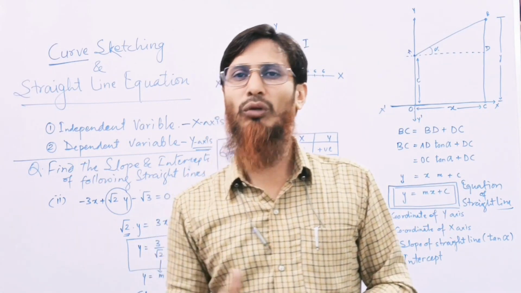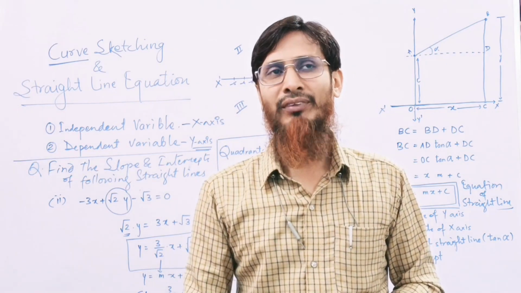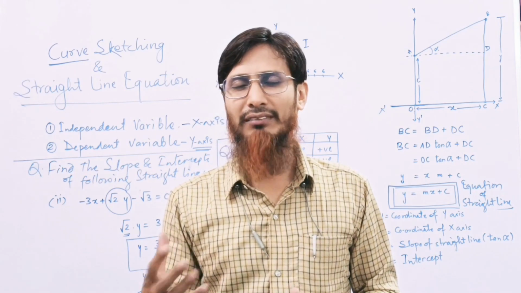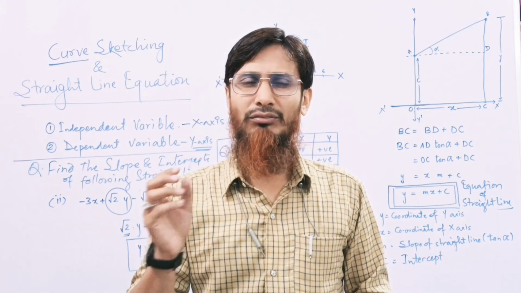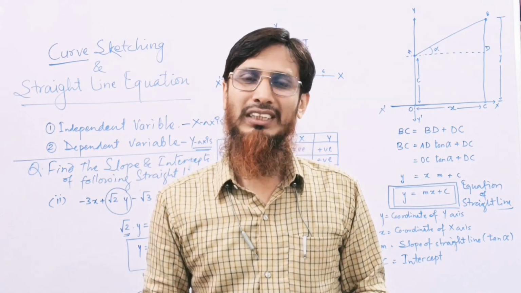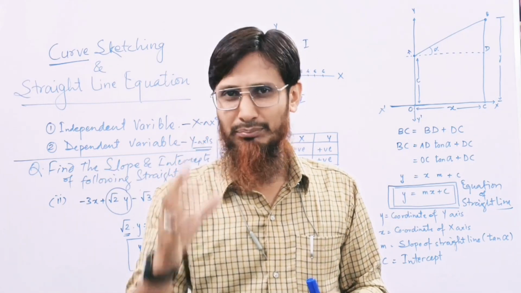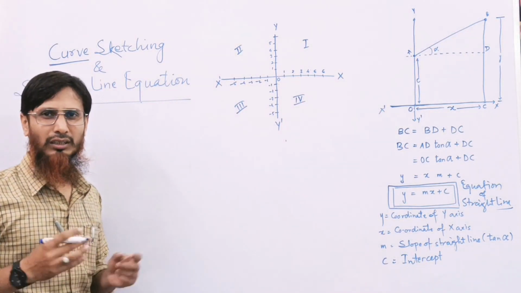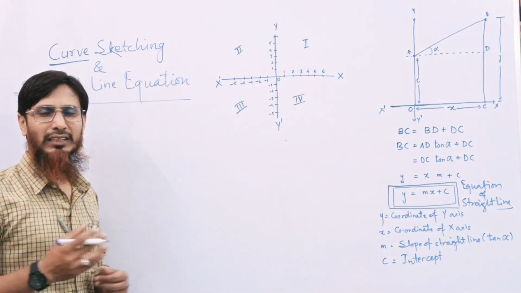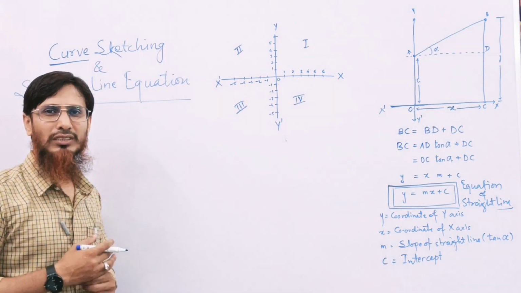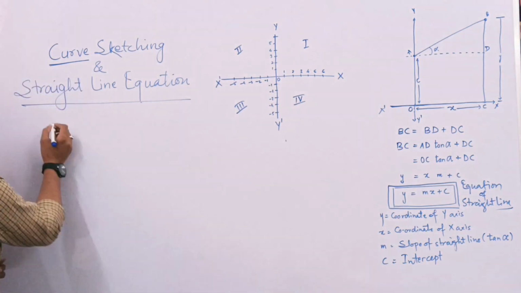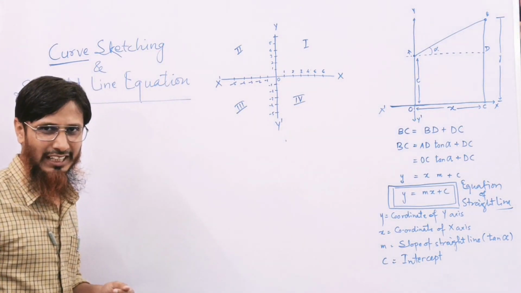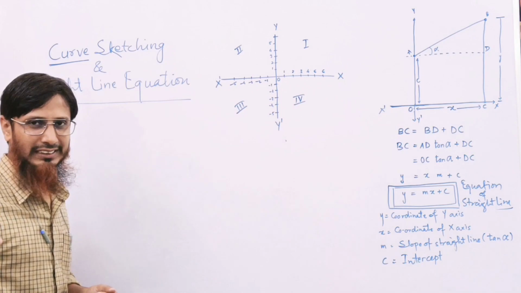Now we would move forward to the curve sketching part. In the curve sketching part, we would be given a question in which there would be a straight line equation. We just have to take a few steps. Like if a question is given for drawing a curve of a straight line, we are drawing a straight line by finding slope and intercept. What we have to do is, the question is: find the slope and intercept of the given straight line and also draw the straight line.